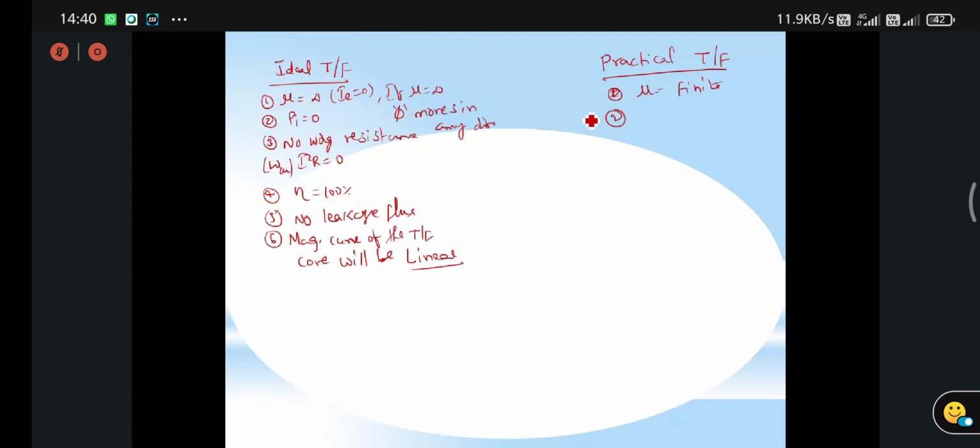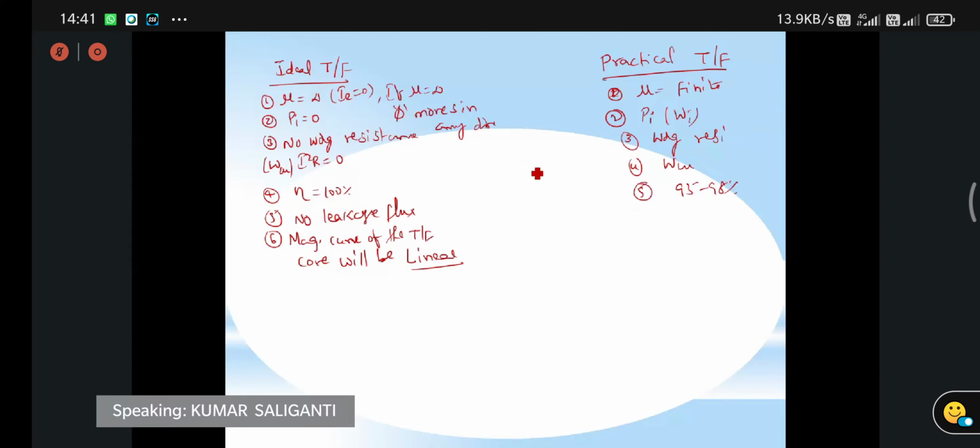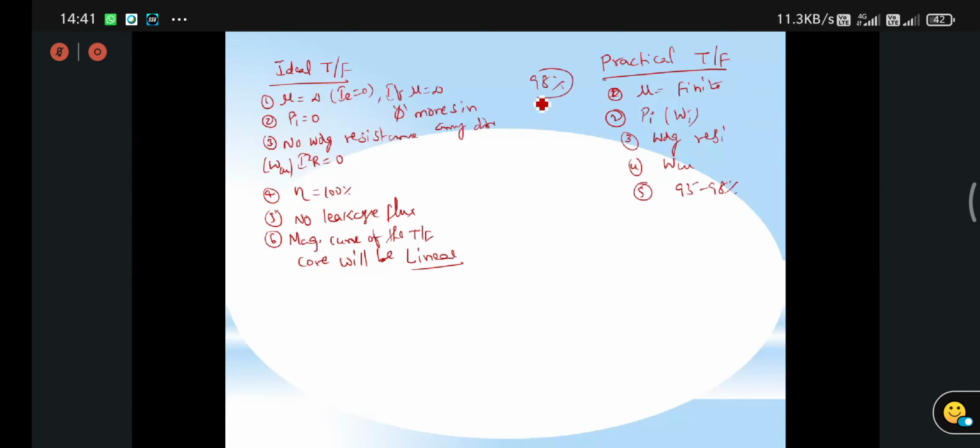Coming to the second one. If the permeability is finite, there will be iron losses, and there will be winding resistance, thereby there will be copper losses, and the efficiency is 95 to 98%. If you take 98%, the remaining 2% are losses here.